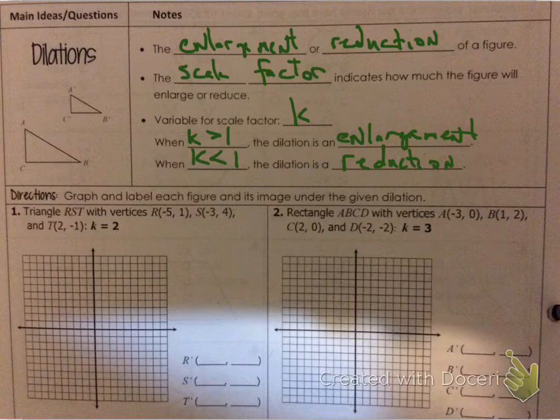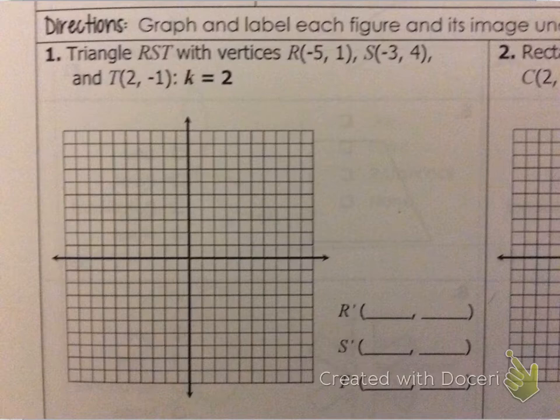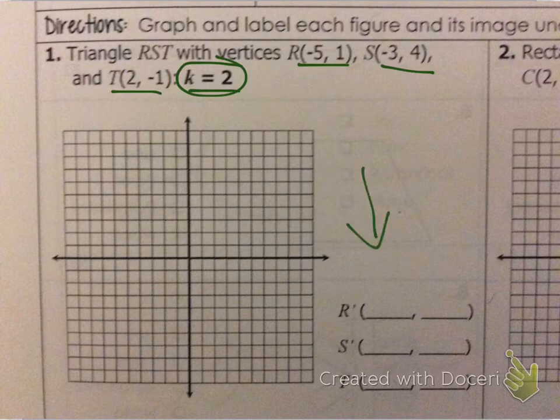All right, so let's go with bigger figures. Here we can see triangle RST with vertices -5, 1, -3, 4. We're going to say scale factor 2. Here's the thing, and I'm going to show you the graphs, but all you have to do here is multiply. If you multiply this 2 to every coordinate, you would get the answers here. Like -10, 2, then 2 times -3 and 4 is -6, 8, and 2 times 2, 1 is 4, -2.